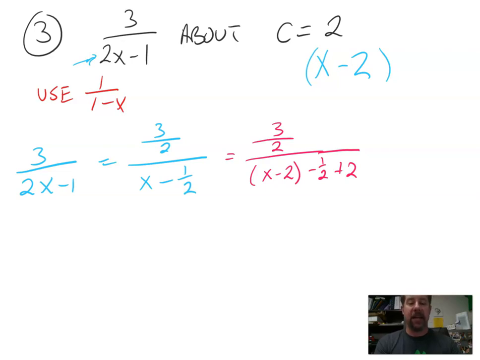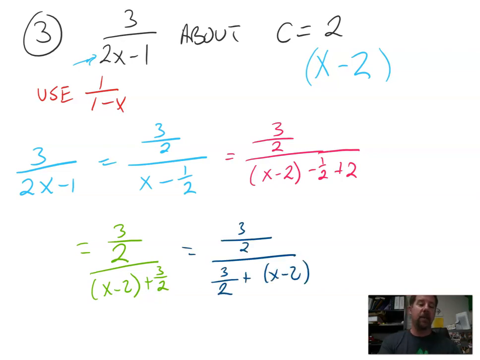So now if I simplify, I end up with 3 halves over x minus 2 plus 3 halves. You might be seeing our form starting to take shape here a little bit. This is getting close, although again, I want it 1 minus u or 1 minus x, not x plus the 1. So I'm going to flip this around. And now my only issue is I've got 3 halves on the top and 3 halves in front and I want a 1.